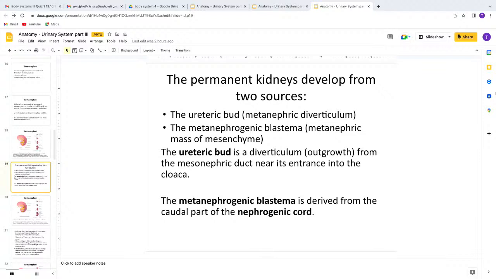So the permanent kidneys can develop from two sources. It is the ureteric bud. Let's summarize what I've talked about.